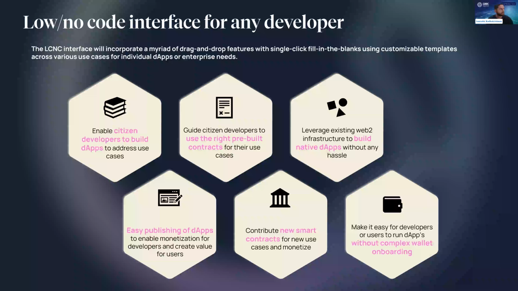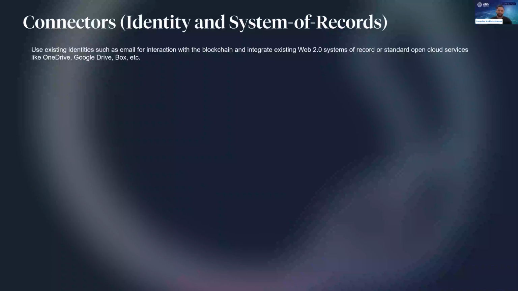So let's dive a little further into some of these connectors I was talking about earlier. We allow developers to use existing identities, your Gmail, some of your socials like Twitter or Facebook, to log in and interact with the blockchain. And from an enterprise perspective, that becomes their sole identity. In an enterprise, it's usually your email address, right? So for them to easily interact with the blockchain, we take away some of that complex wallet management and focus on identities.